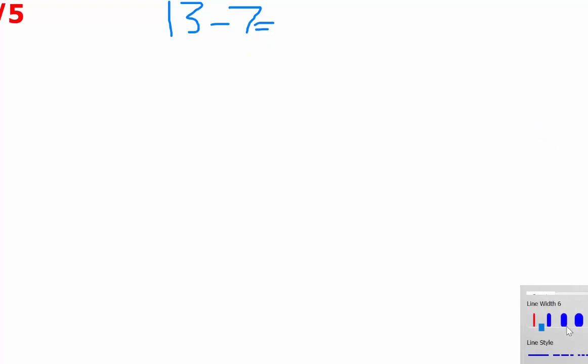First, break 7 into 2 parts. What are these 2 parts? The first part here must be the same like the ones digit. The first digit here, we call it ones. So here I must write 3. If here is 4, you must write 4. If here is 5, you must write 5.